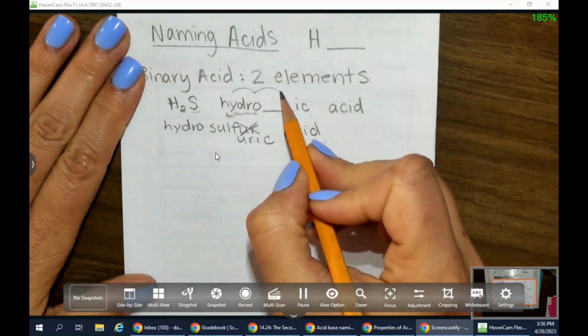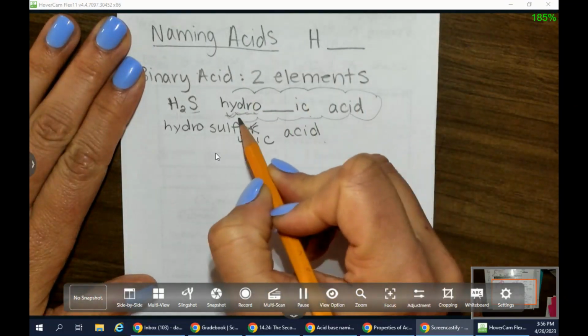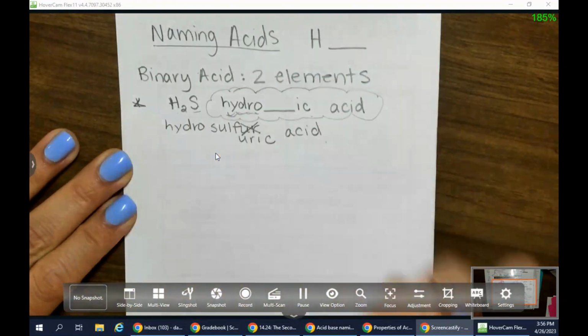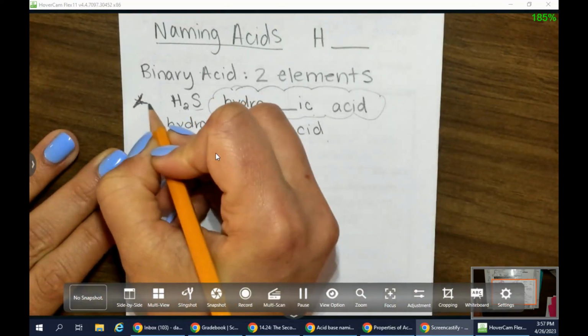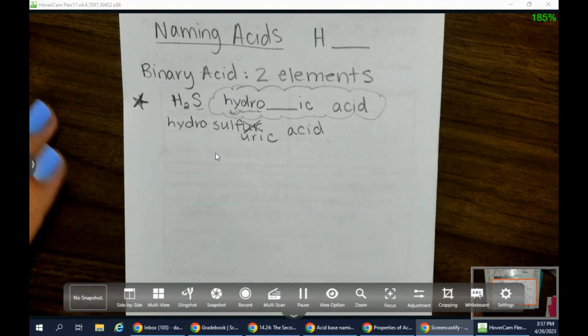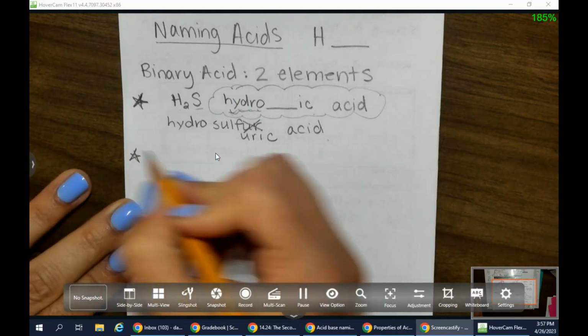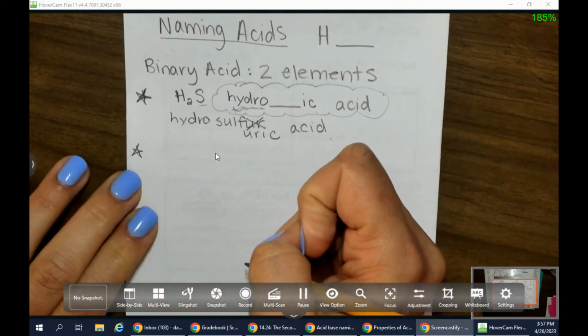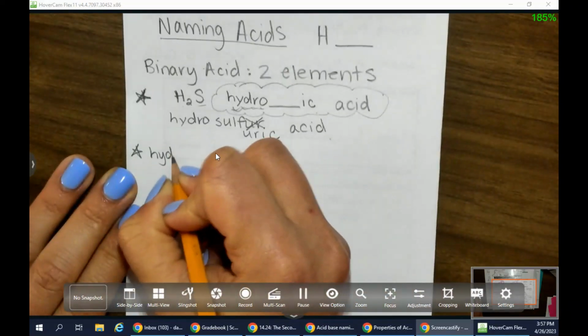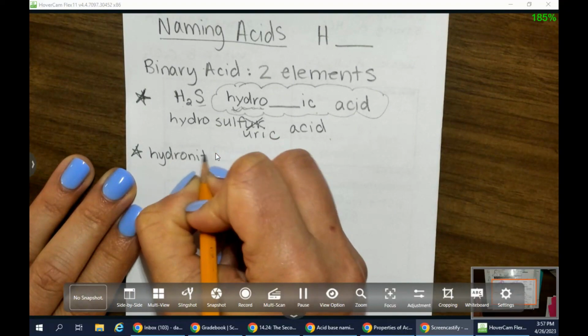Okay, and this is the rule for it. All right, hydrosulfuric acid. So that's your first type of example. I give you the formula, you tell me the name. That's probably the easiest, in my opinion. The other type of question that you'll get with the binary acids is I will say, okay, you have hydronitric acid.